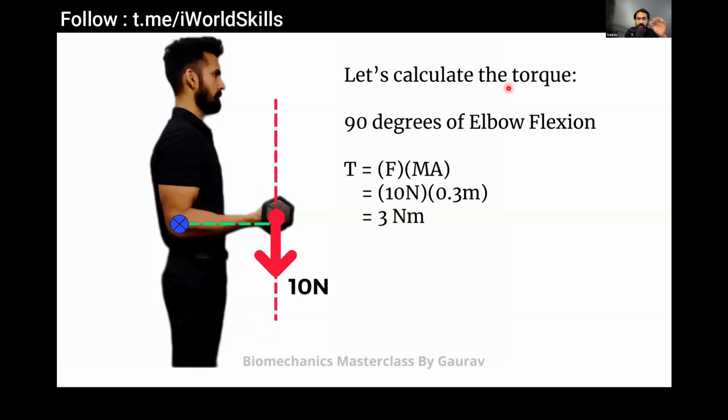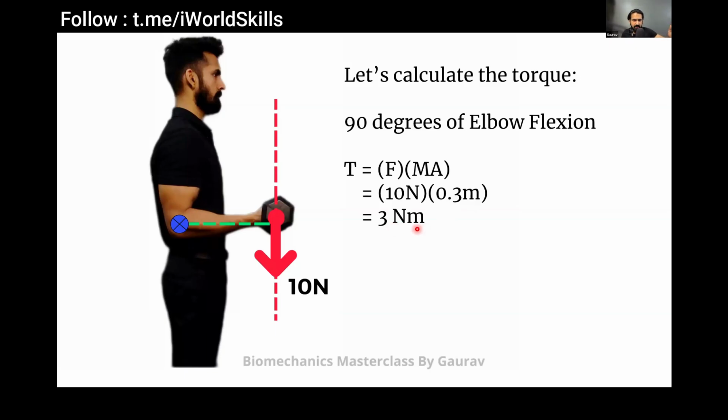Let's calculate resistance at 90 degrees of elbow flexion. Now at 90 degrees, the external moment arm is even longer. As a matter of fact, it's the longest. Let's say the moment arm is 0.3 meter. 10 Newton multiplied by 0.3 meter gives you 3 Newton meter of torque, 3 Newton meter of resistance.